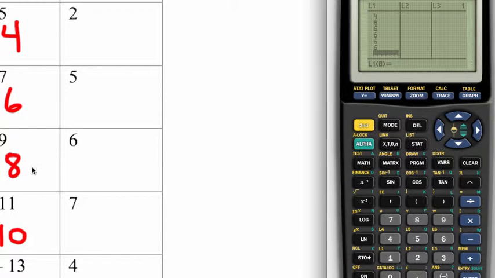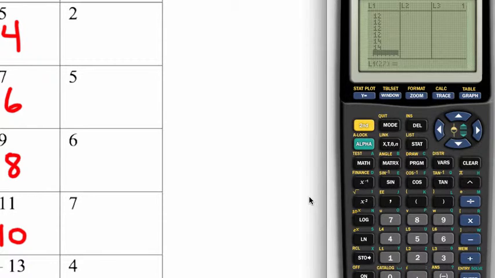Okay, 6 people got 8. I have to enter 8 6 times. 1, 2, 3, 4, 5, 6. 7 people got 10. Oh my gosh. 1, 2, 3, 4, 5, 6, 7. Oh, that didn't work. 7. Okay, 4 people got 12. 1, 2, 3, 4. And 3 people got 14.